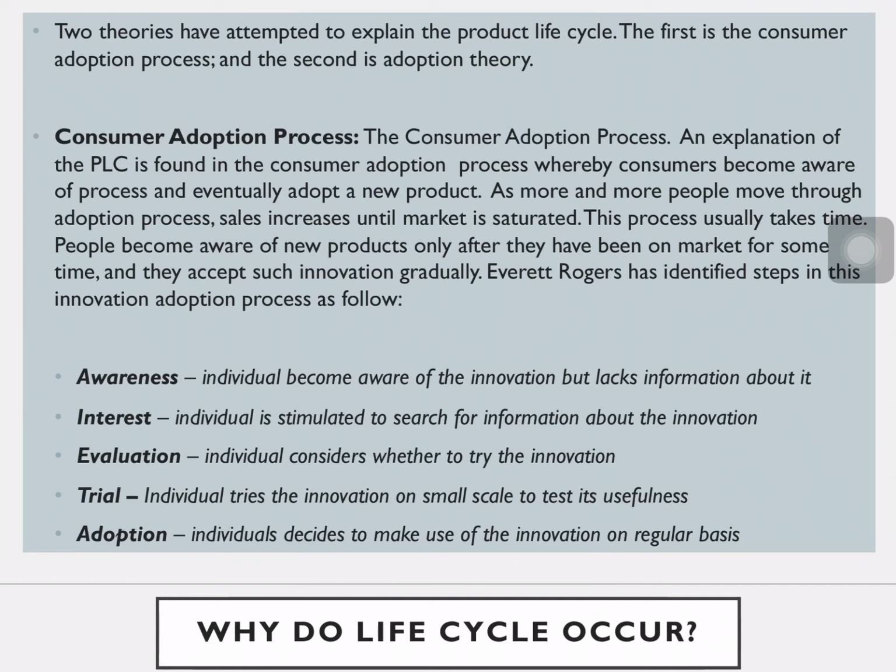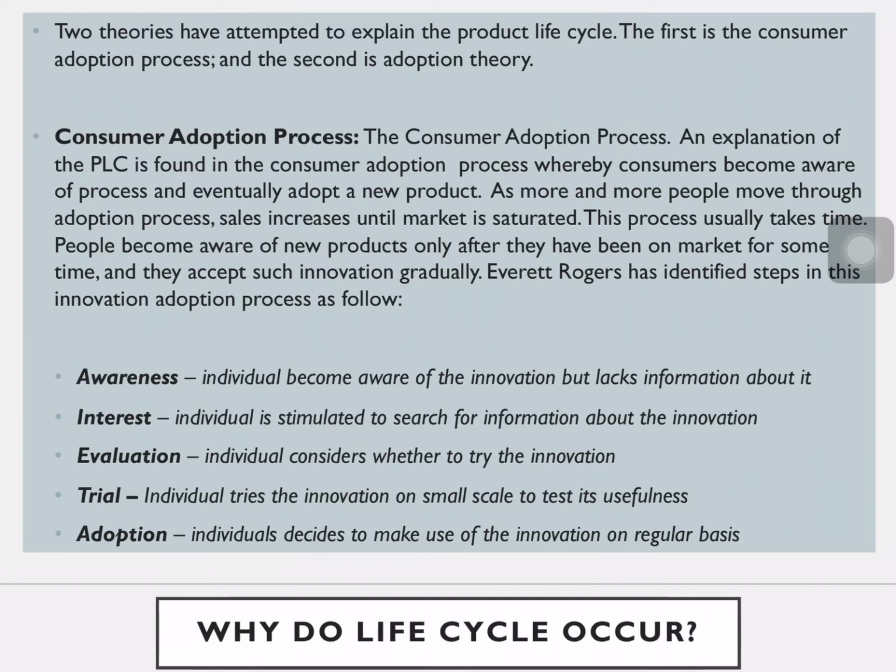The next one is the trial. After you have fully evaluated the product features and, based on their suitability, you decide to make a small trial of that particular product. So the individual tries the innovation on a small scale to test its usefulness. And the last one is the adoption. The individual decides to make use of the innovation on a regular basis.